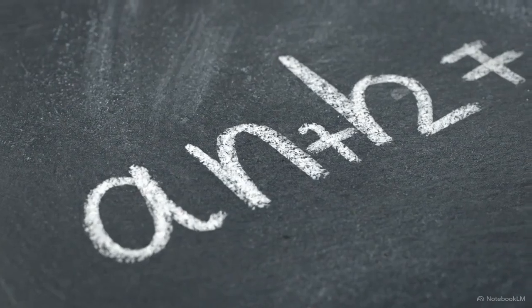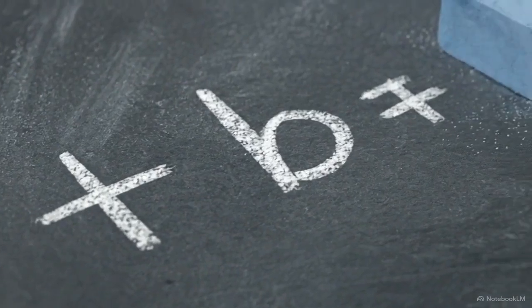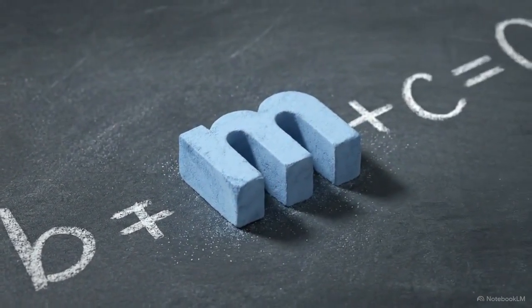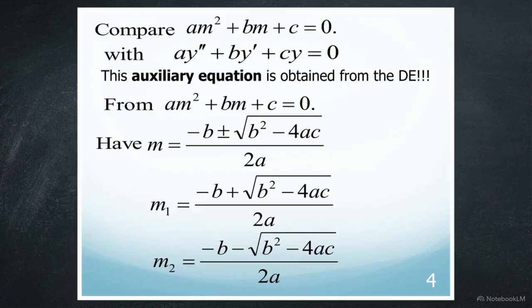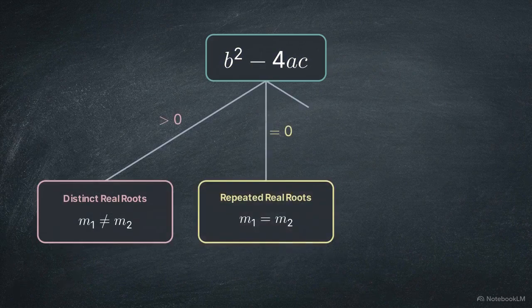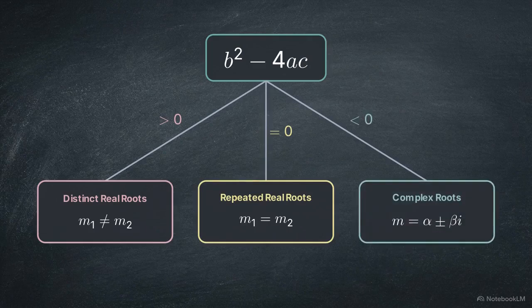The dynamic physical behavior of the entire calculus system is now locked completely inside finding the simple algebraic roots of m. Since we are dealing with a quadratic polynomial, the primary tool to find our m values is the quadratic formula. This logic tree shows how the value underneath the square root, the discriminant, b squared minus 4ac, dictates three distinct mathematical pathways for the system.